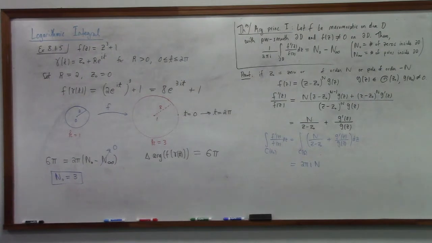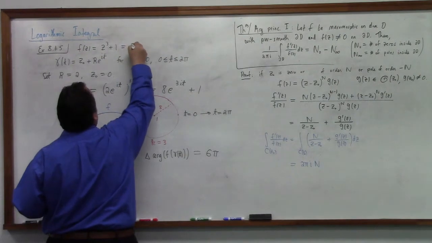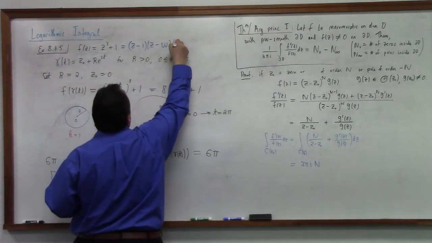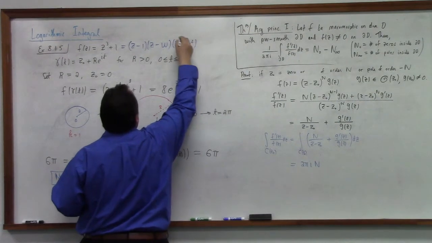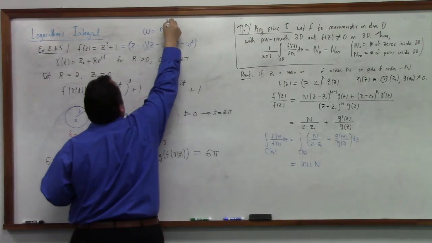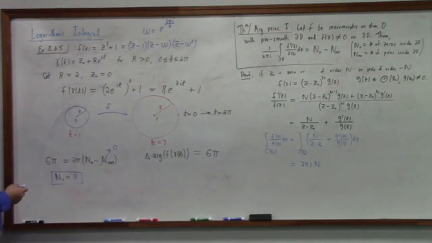This is a very simple example because we can find the zeros of this, right? What are the zeros of z cubed plus 1? You've got z minus 1 times z minus omega times z minus omega squared, where omega is the principal third root of unity. Right? And so, of course, where are those?